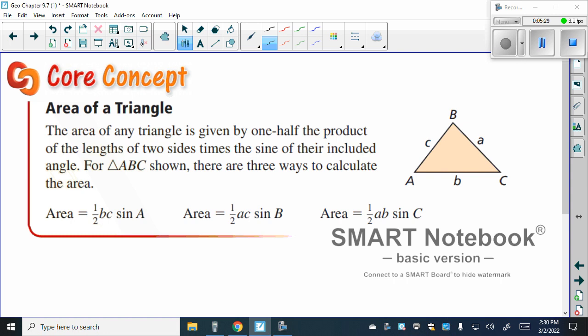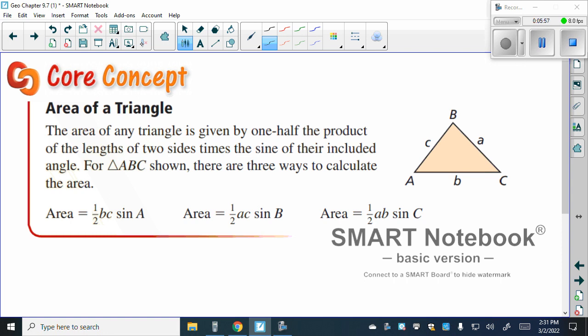So for any given triangle A, B, C, the area is equal to 1/2 AB sine of C. Or we can say the area is 1/2 AC sine of angle B. Or we can say the area is equal to 1/2 BC sine of A.